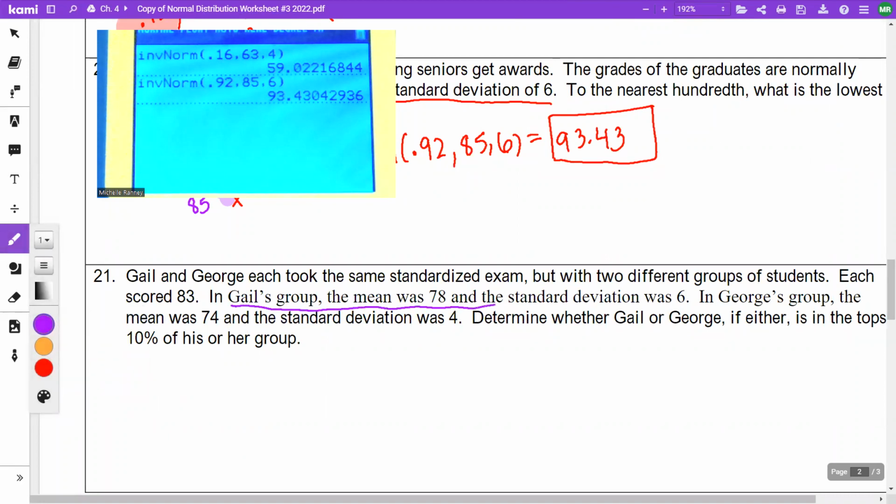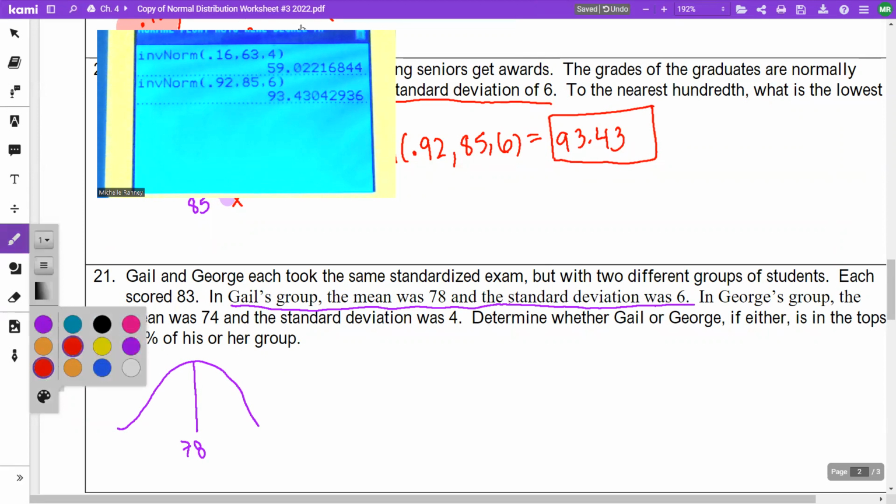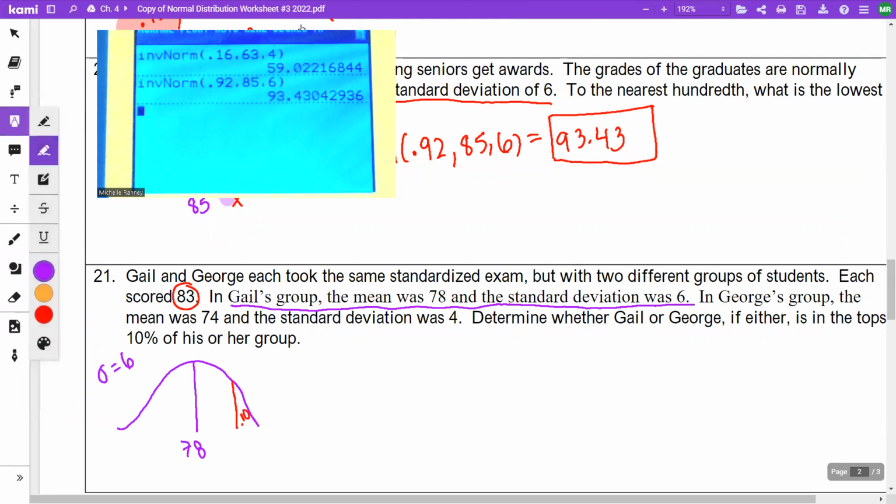So for Gail, 78 was the mean and the standard deviation was 6. Okay, now she scored an 83. They both scored an 83, and we want to see if that puts them in the top 10%. So if this is the top 10%, that means the rest of this is 90%.